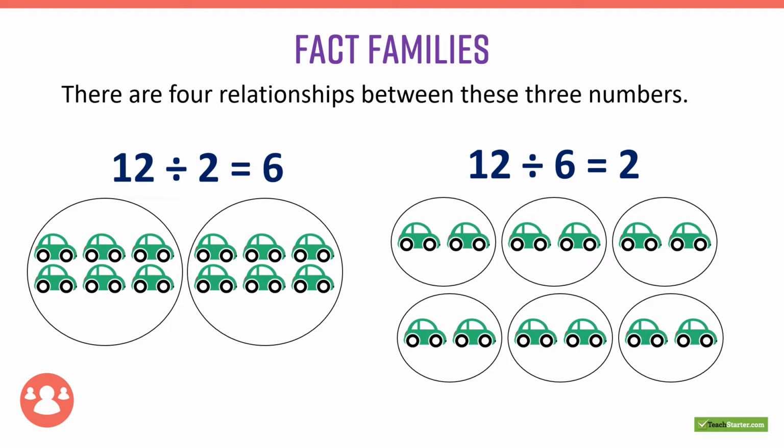Our next number sentence, showing our fourth relationship between these three numbers, is 12, which is our first number because we have 12 cars. This time, instead of dividing them up into two groups, we're dividing them into 6. So we can see 1, 2, 3, 4, 5, 6, and our answer is how many is in each group, which is 2 cars.